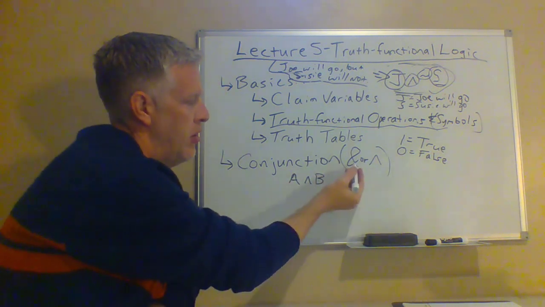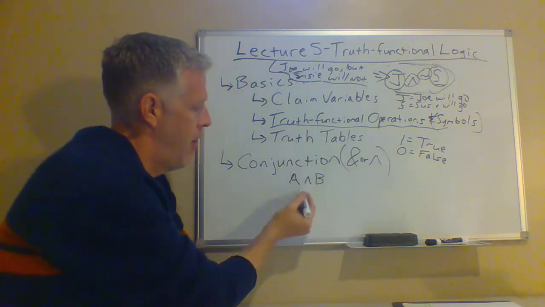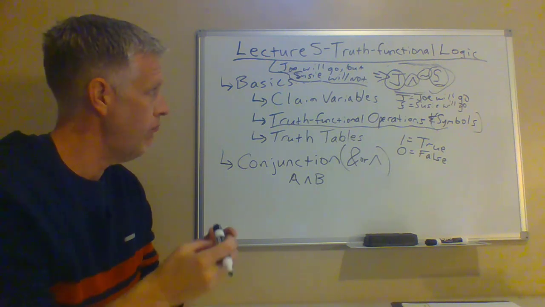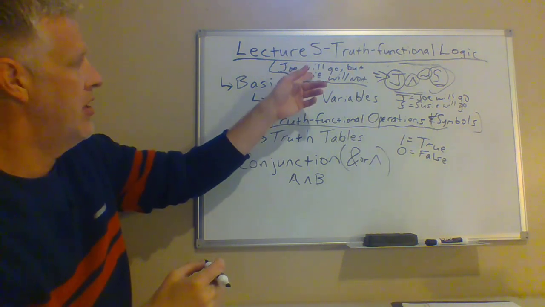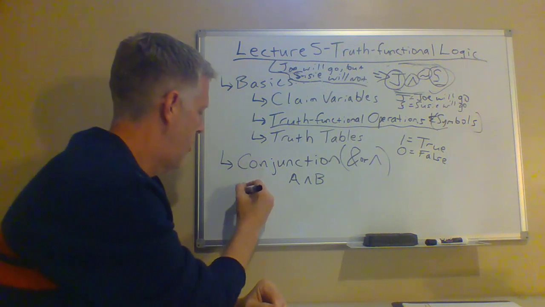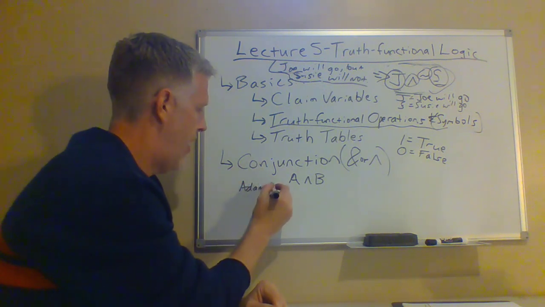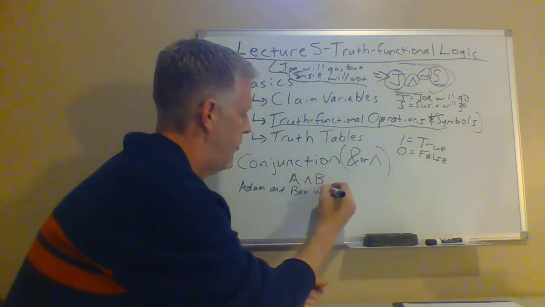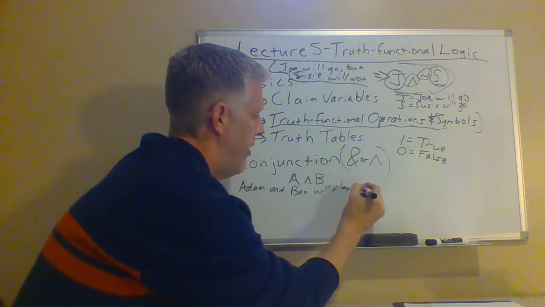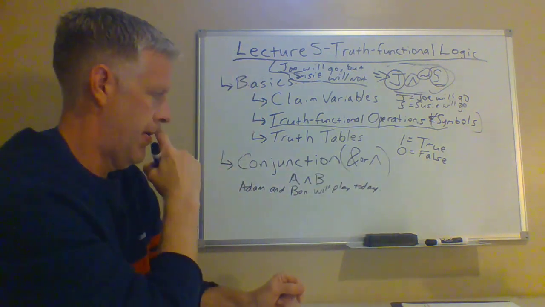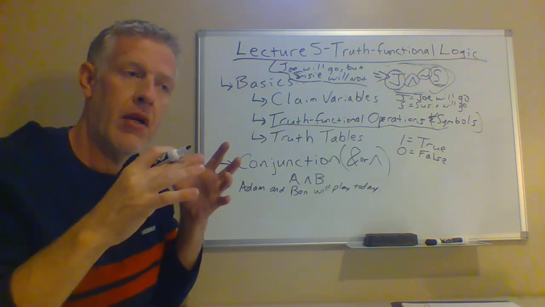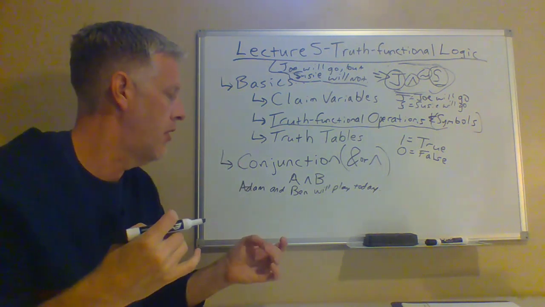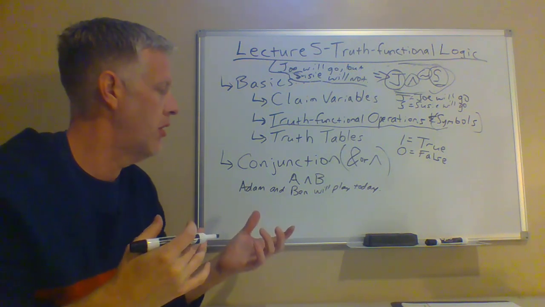That's the symbol. You could write the ampersand instead, right? But that's what it looks like in logical notation. So let's say this actually was a good example, right? But let's say somebody said, Adam and Ben will play today. Okay? There's actually 2 distinct claims being made here. 2 distinct things that can be either true or false, okay, if you analyze this properly.